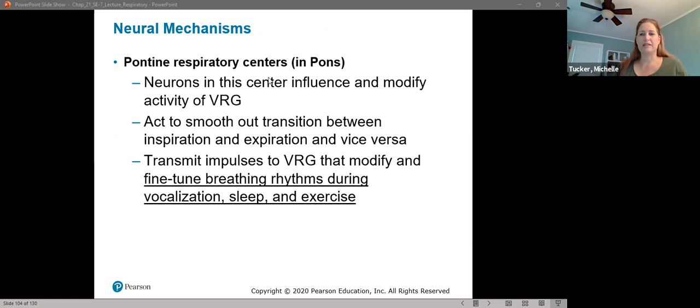The pontine respiratory center is going to fine-tune these breathing rhythms so they're not irregular, so that we have a smooth inspiratory phase and a smooth expiratory phase. So it is going to fine-tune these breathing rhythms during vocalization, sleep, and exercise. The end product is a smooth transition, so just smooth inhale, smooth exhale.